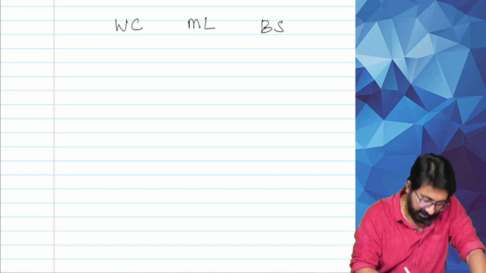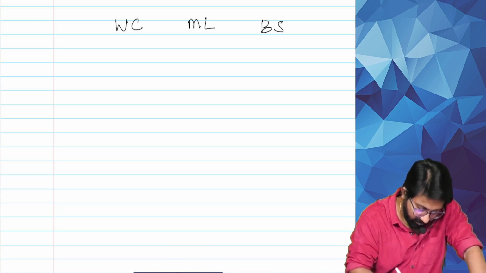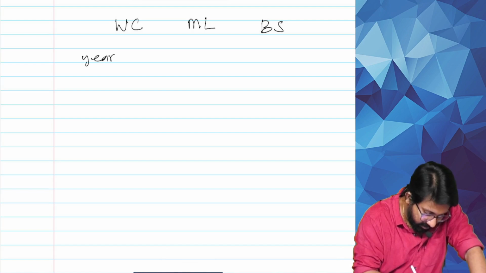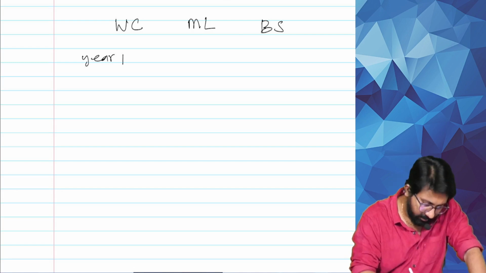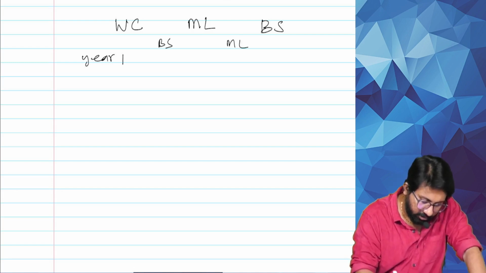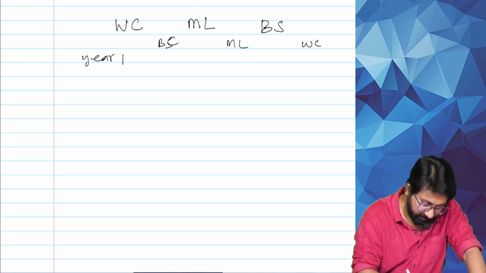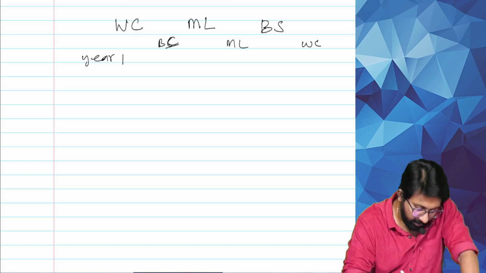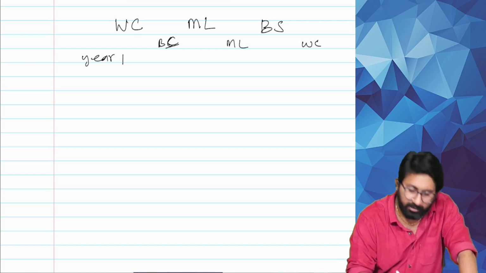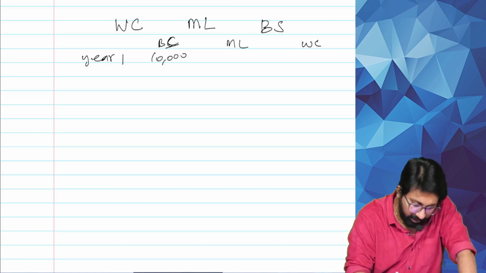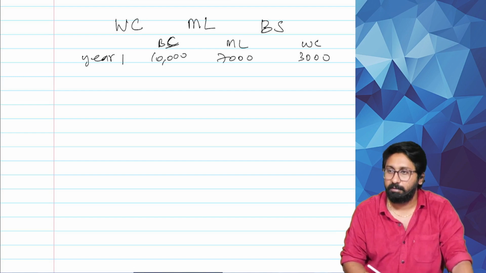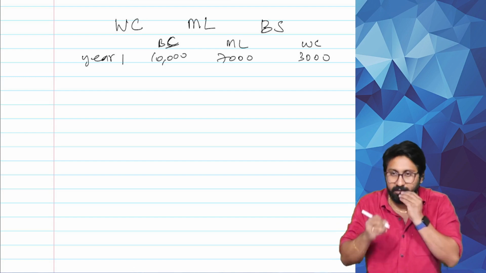Listening? See here. There is a project. Year 1. Best case, most likely, worst case. I will tell this way. If best case scenario occurs, my cash flow will be 10,000. Moderate, I will get 7,000. Worst case, I will get only 3,000. Listening? Answer here, everyone.